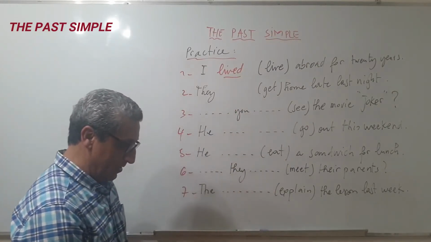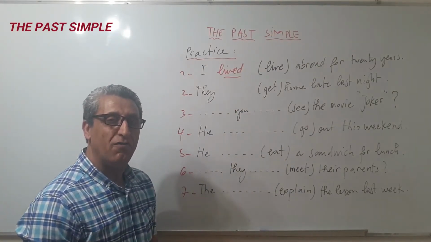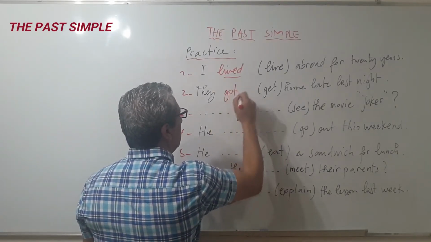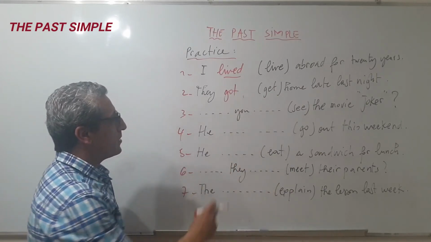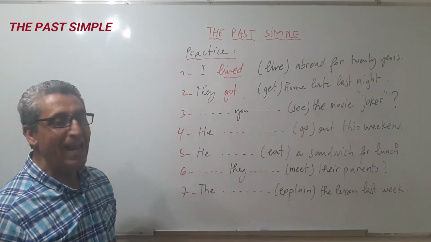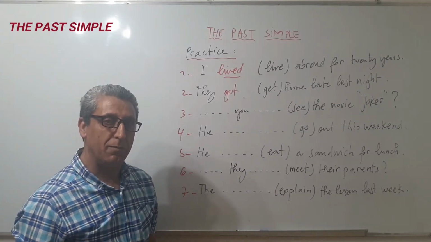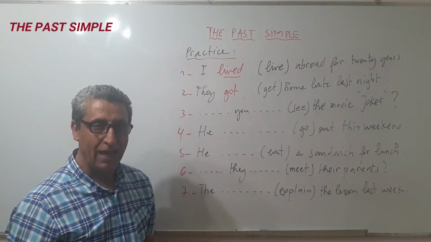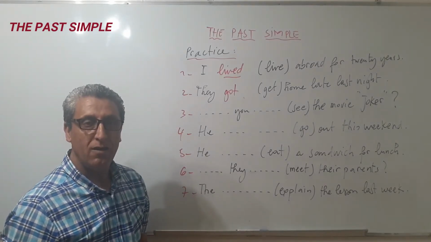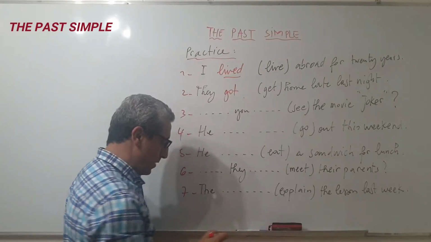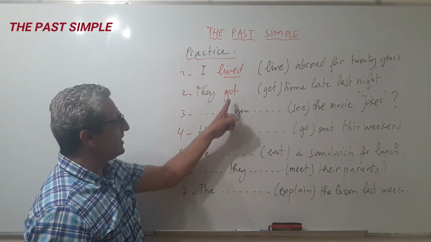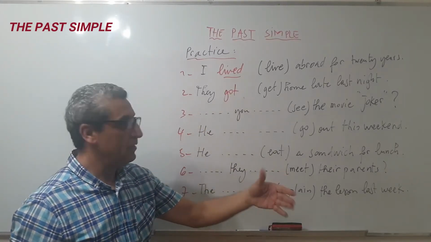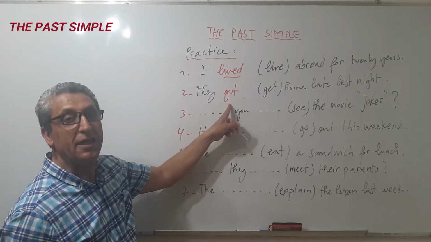They got. Here, get means arrive. So they got home late last night. Maybe they went to the cinema and they came back home very late. So we say they got home very late. As I said, got is the past tense of get, which means arrive, and it's an irregular verb.